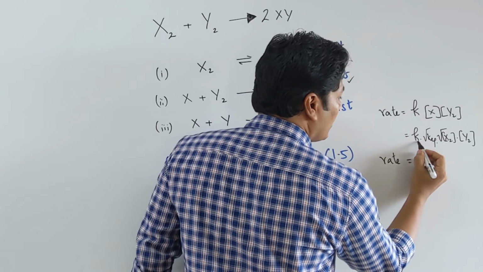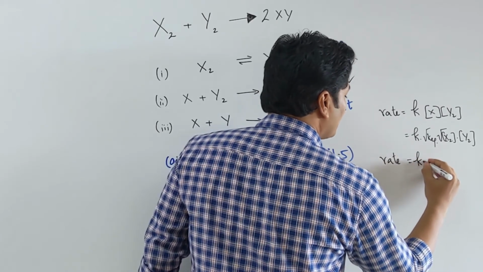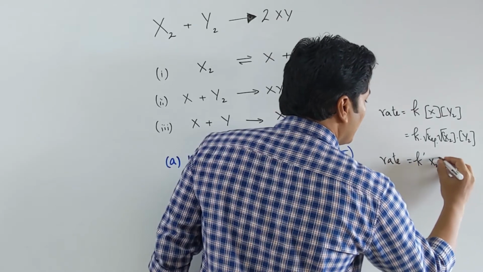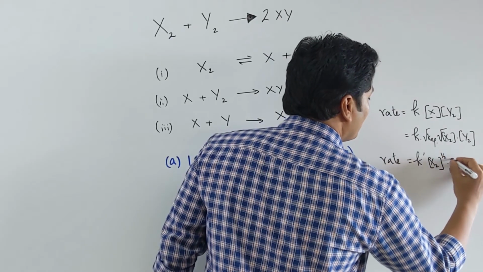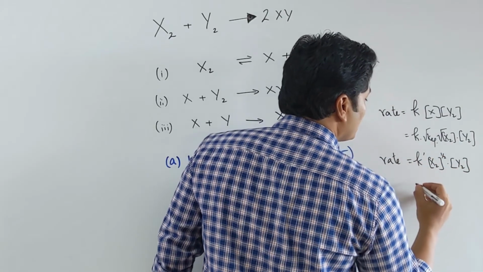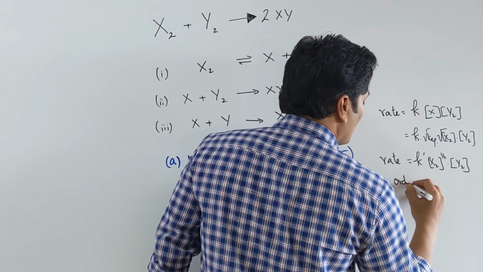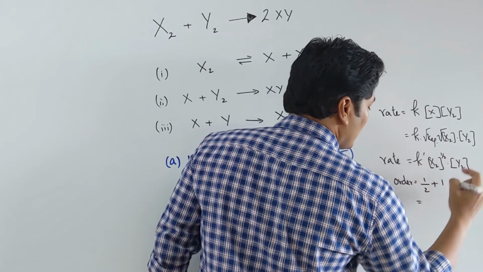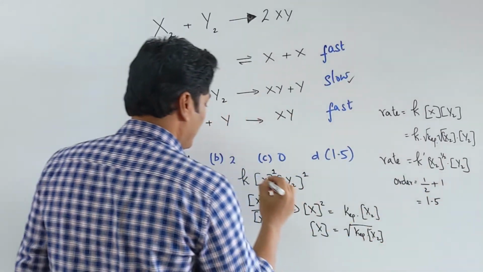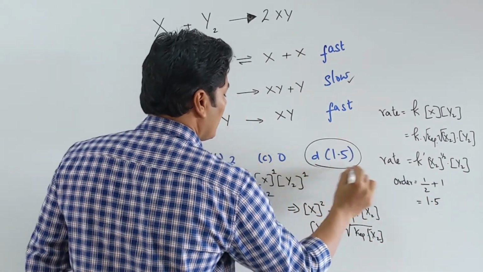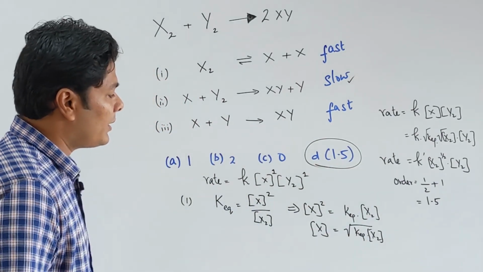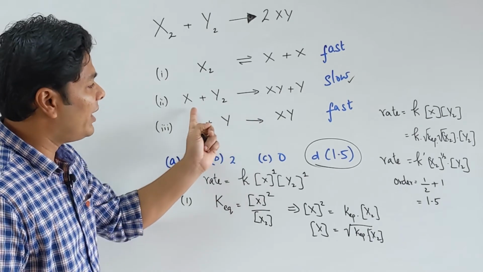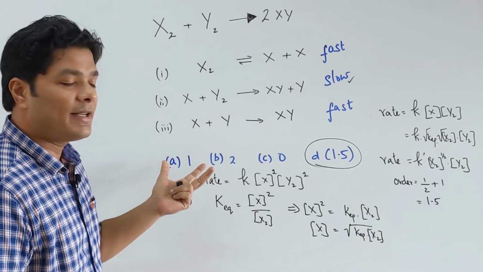Now that I have this, I can sum it up. Rate equals a constant times another constant, which is a new constant, let's call it K prime, times X2 to the power half, times Y2. So that tells you the order is half plus 1, that is 1.5. This is how you get the order of reaction when there is an intermediate present. If the intermediate is not present, it's extremely simple.